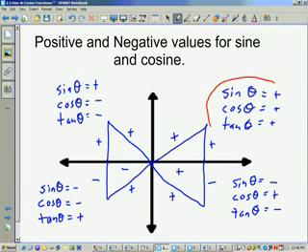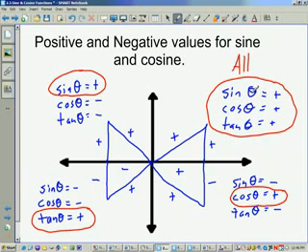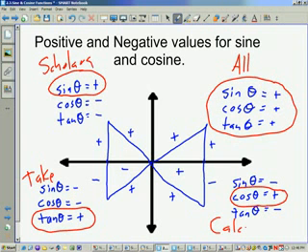So if you look up here, in quadrant 1, all are going to be positive. In quadrant 2, sine is the only one that's going to be positive. Quadrant 3, tangent is going to be positive. And the last quadrant, quadrant 4, cosine. Some people try to remember this by saying all scholars take calculus.